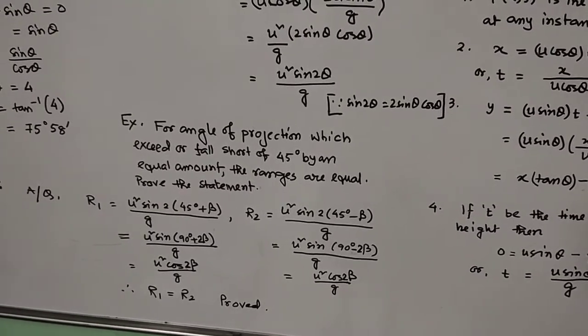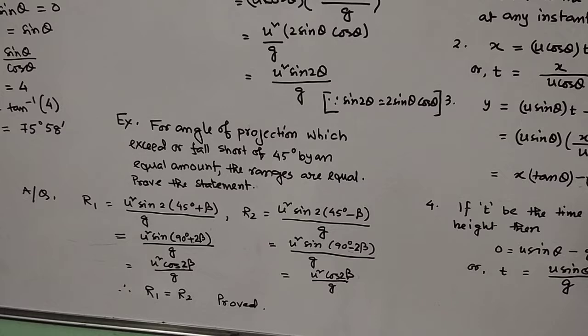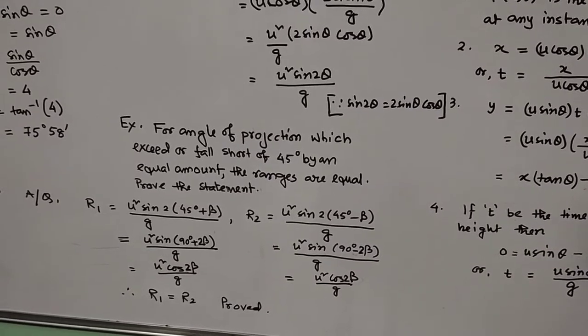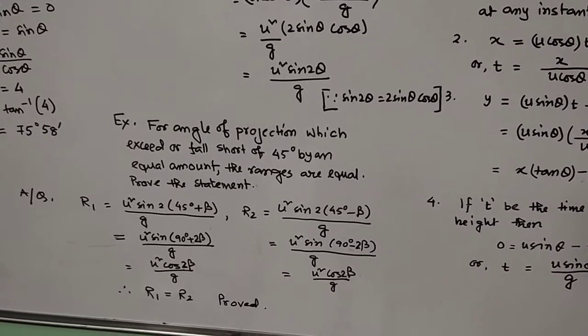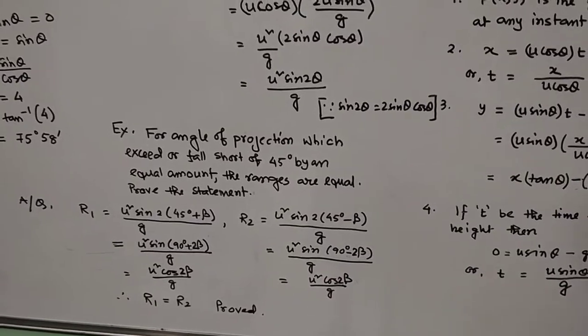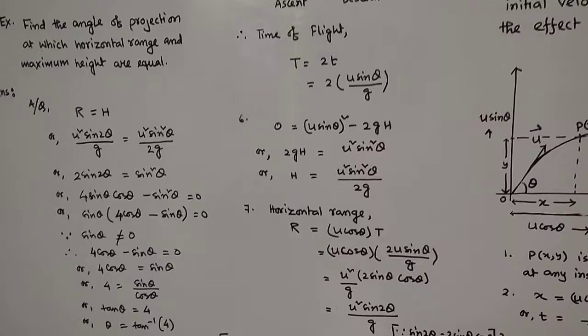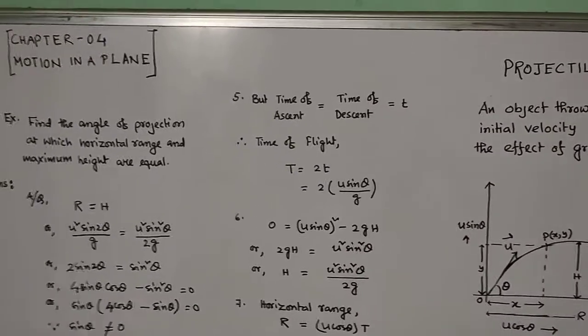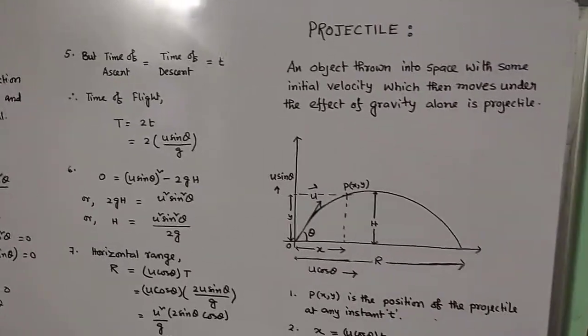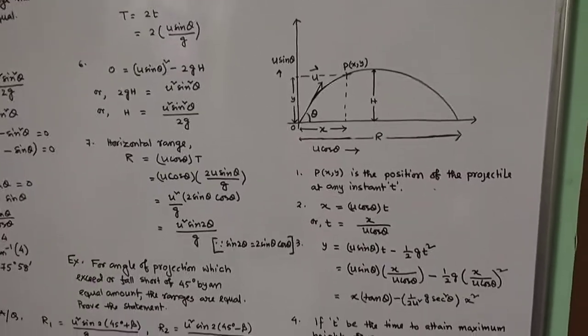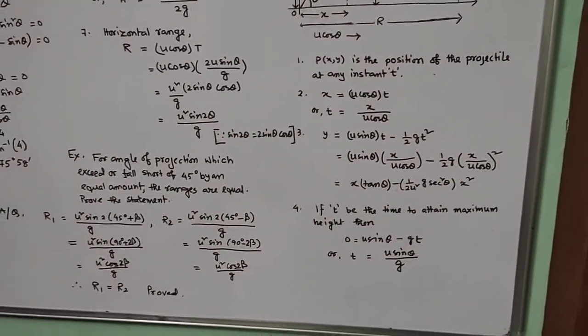Again I am repeating as per the question: angles which exceed or fall short of 45 degree by an equal amount, so 45 degree plus beta, 45 degree minus beta. Please go through this part and try to find out your doubts. Thank you.